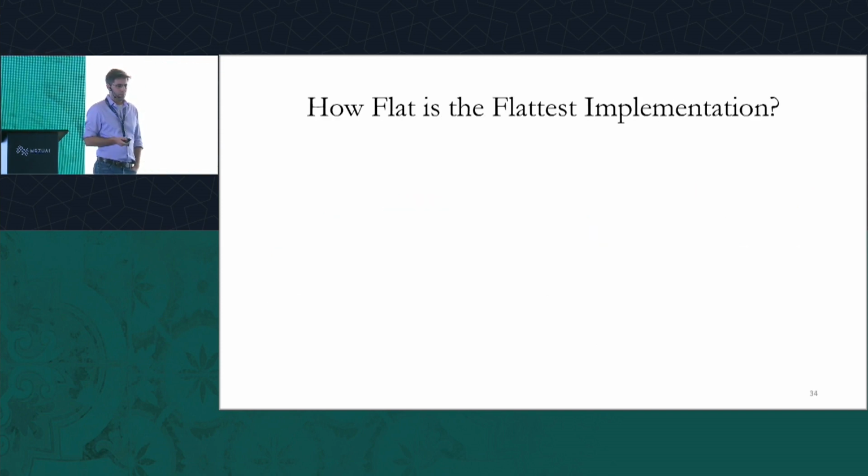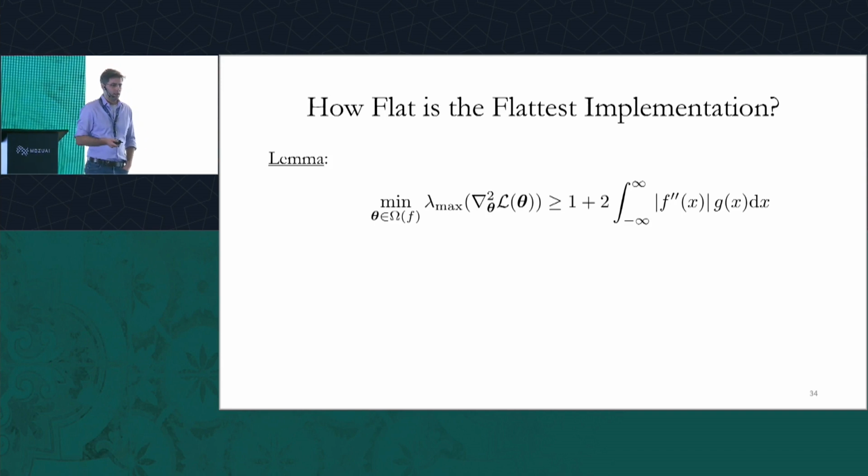Okay, so now I want to ask how flat is this flattest implementation when we're learning with a certain step size. Our first lemma, which everything builds on, is that the lambda max of this flattest implementation, the flatness, is lower bounded by 1 plus 2 over a weighted L1 norm of the second derivative of the function. Like the TV norm we saw before.